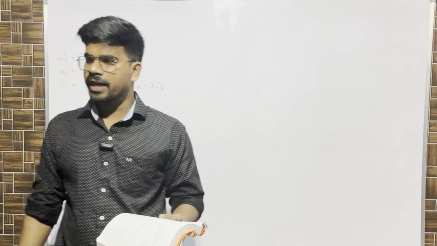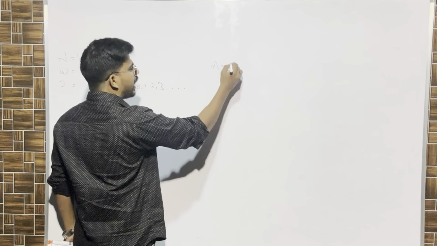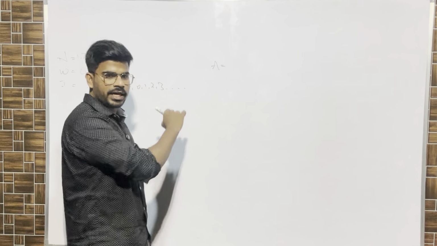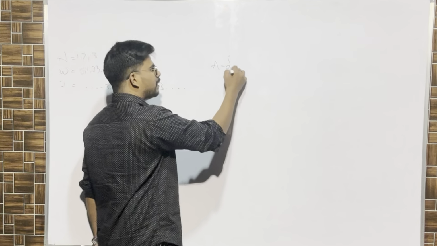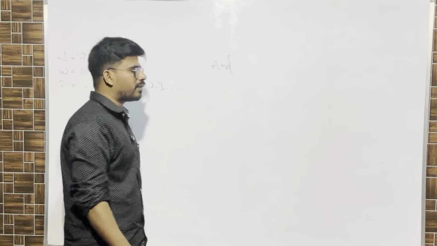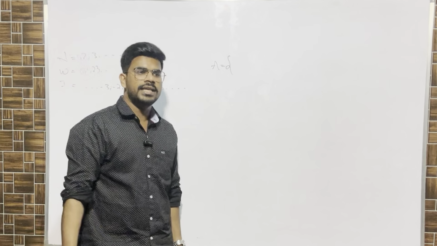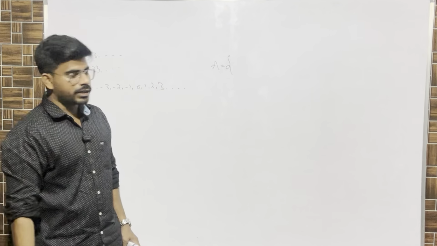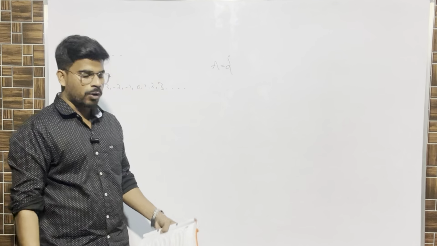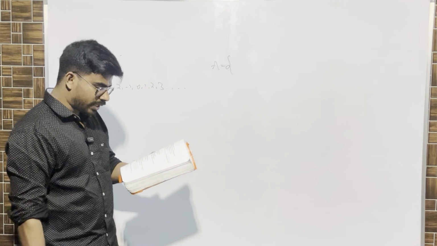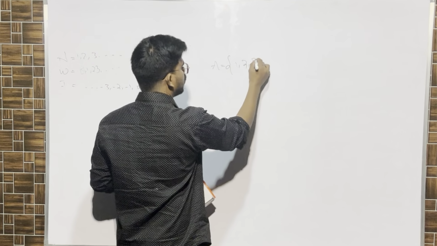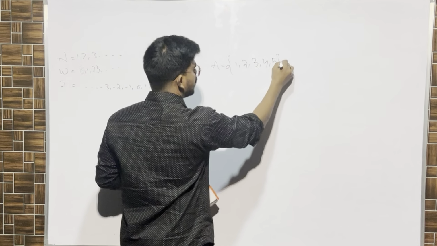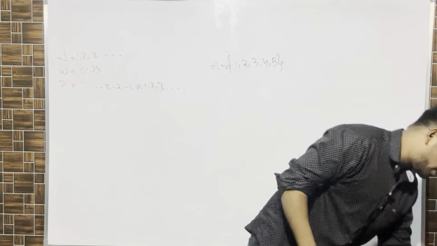Natural numbers smaller than 6. How do you represent that? Any set is represented by a capital letter, A, B, C, D, whatever it is, and flower braces, and each element is separated by a comma. That's how we represent it. What are the natural numbers smaller than 6? 1, 2, 3, 4, 5. These are all the natural numbers which are smaller than 6.